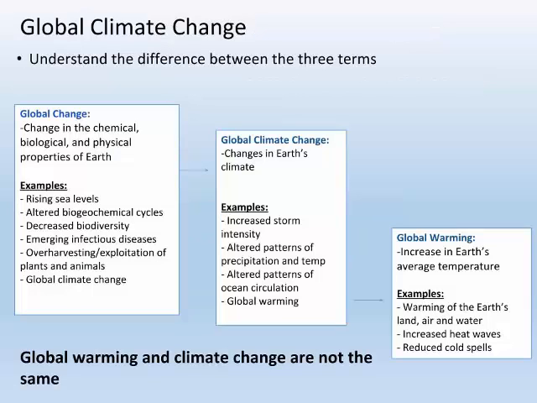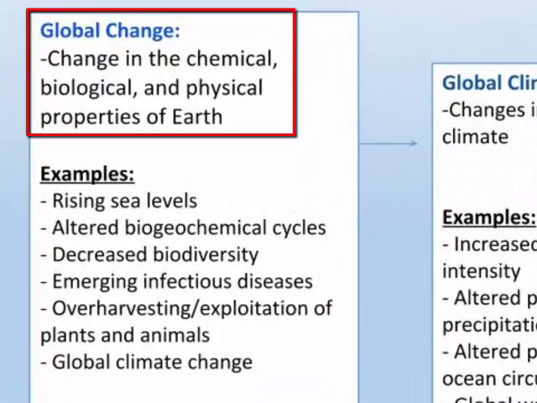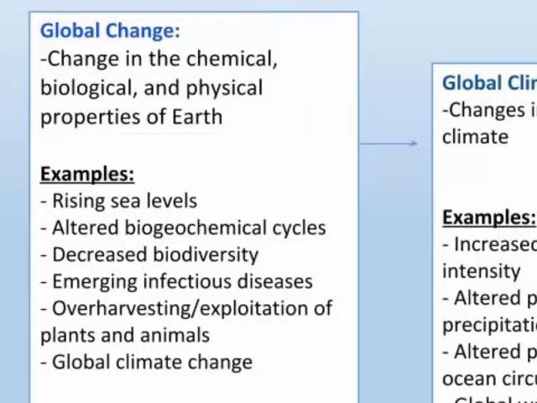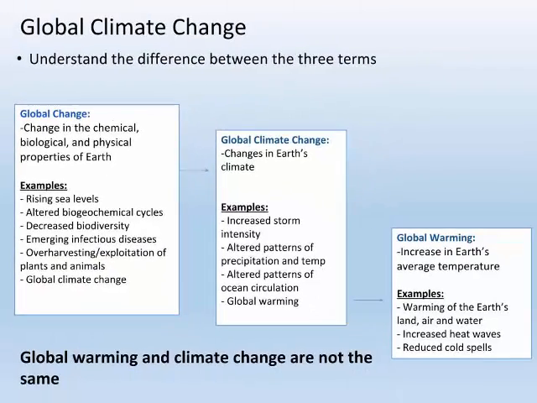People often confuse and misuse the terms global change, global climate change, and global warming. You should understand the subtle but important differences between these terms. To begin, global change is the change in the chemical, biological, and physical properties of Earth. Examples of global change include rising sea levels, decreased biodiversity, overharvesting or exploitation of plants and animals, and global climate change. Notice that global climate change is just one type of global change.